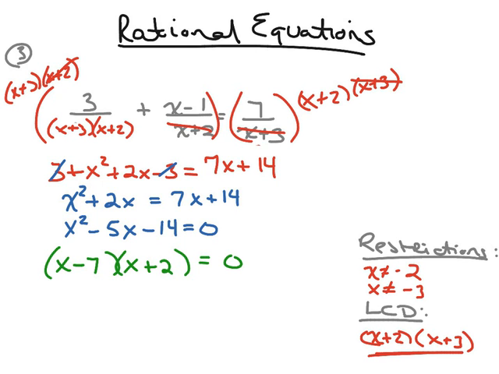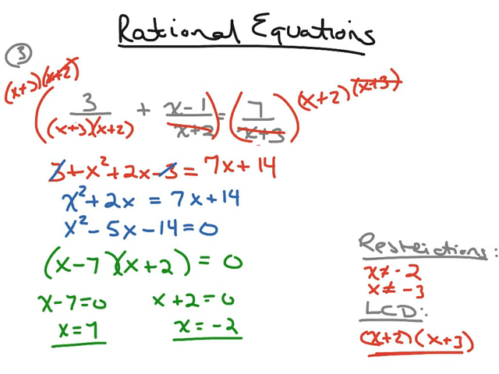Now that I have the factors, we're going to set each one of those factors equal to 0. And we're going to solve each of these equations. So if I solve the first one, I get x equals 7. And if I solve this one over here, we get x equals a negative 2. However, we do have a slight problem. Remember, we had a restriction, and one of those restrictions was that x could not be a negative 2. Therefore, I can't include this as part of my answer. The only solution I have to this equation is x equals 7.